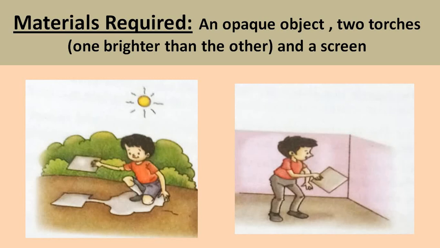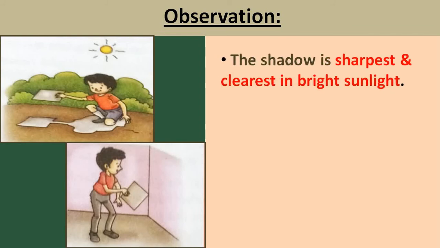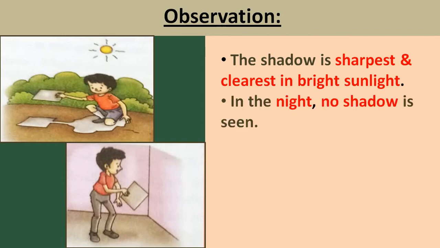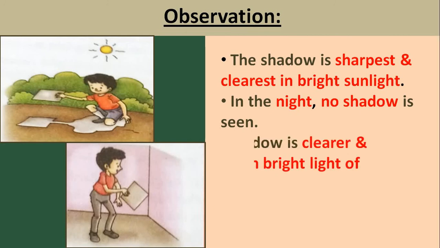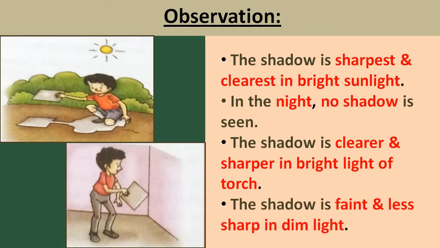You will observe that the shadow is sharpest and clearest in bright sunlight, means during day. The shadow which you form during day is the darkest, sharpest and the clearest. But when you try to find the shadow in the dark, in night, no shadow you will find. And third, you will find that the shadow is clear and sharper in the bright light using the torch which produces the bright light. But you will find the shadow is faint, not clear, less sharp in the dim light.